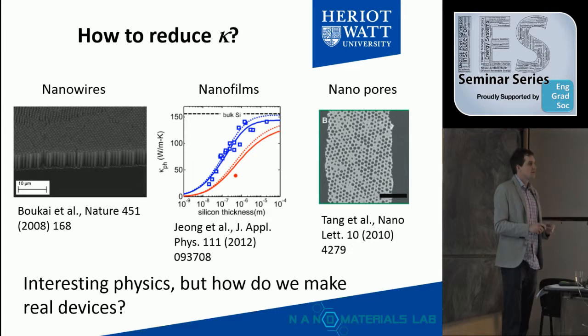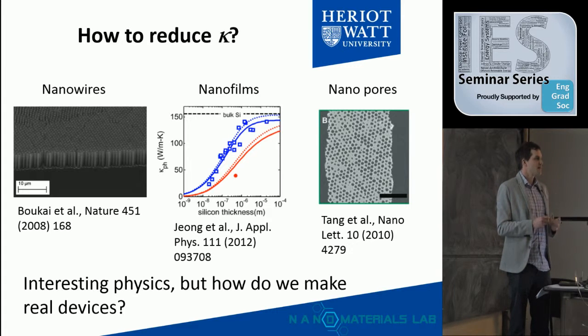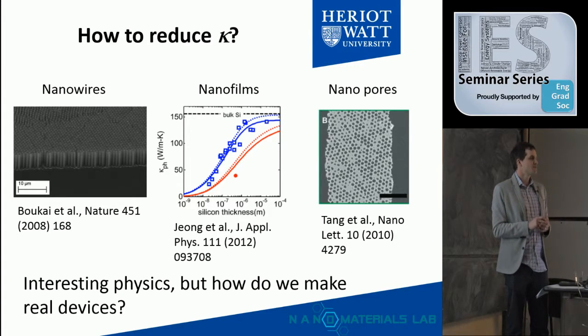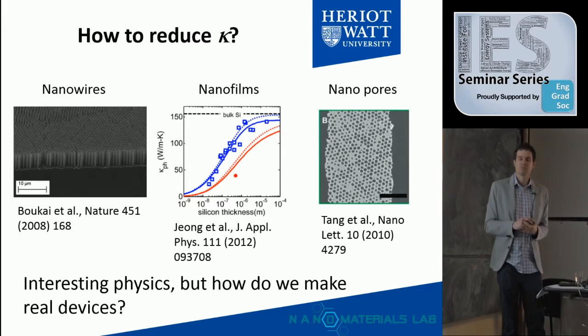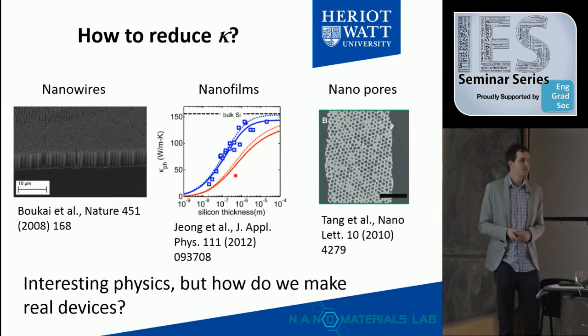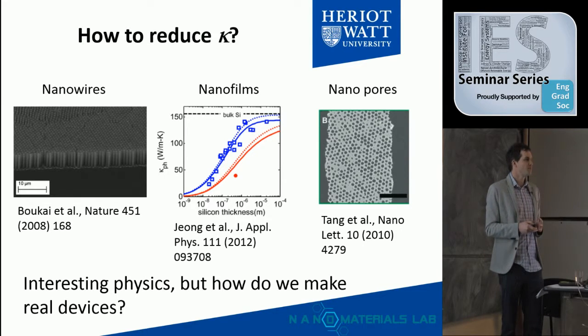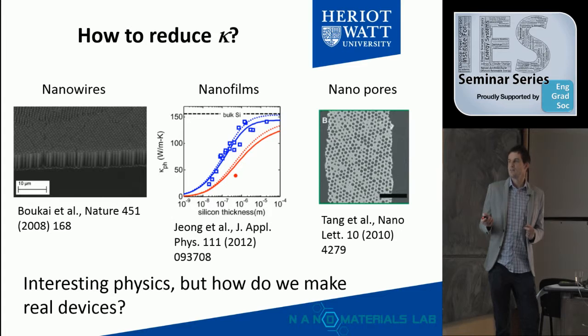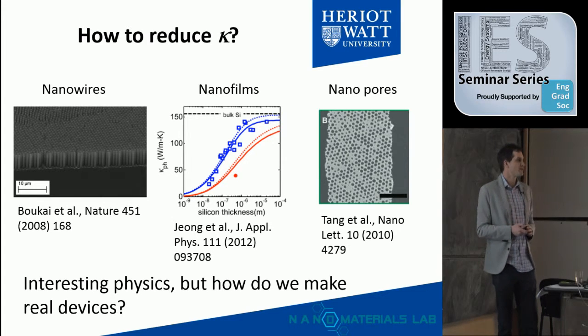So the challenge we were looking at, and the challenge others are looking at too, is how to try and reduce thermal conductivity without affecting any of the other properties that are good. And the main approaches to do this are looking at nanostructuring of the materials. So there's been a big sort of activity since about 2008 where there were a couple of papers in Nature back to back, and they looked at silicon nanowires for thermoelectrics.